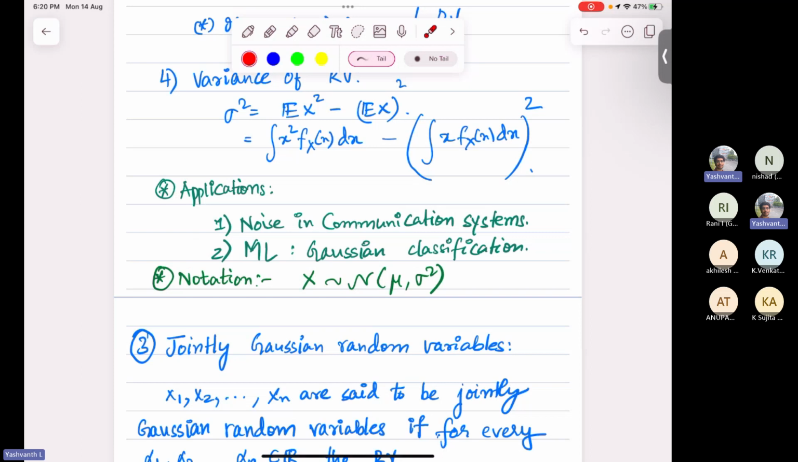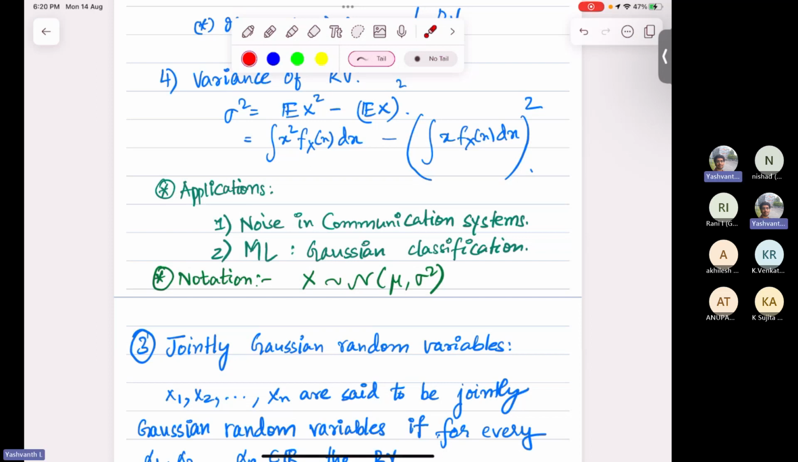If you want to model any kind of observation, the first kind of modeling that comes to hand is basically Gaussian random variable based modeling. For example, in the lectures, the professor would have alluded to Gaussian classification and so on. Okay, so this is a very, very important random variable.